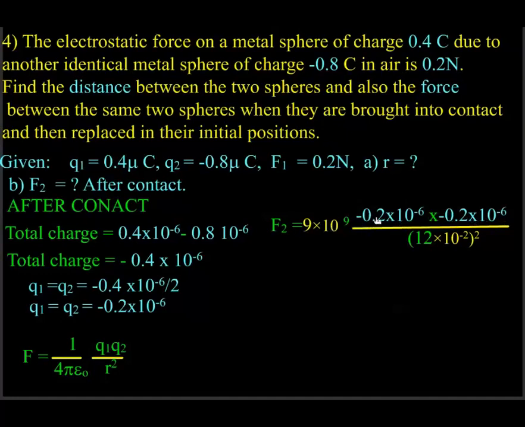And 9 into 0.2 into 0.2 we have to calculate. So F2 is equal to 0.36 into 10 to the power of minus 3 divided by square root of this. 12 is 144. 10 to the power of minus 2 square is 10 to the power of minus 4. So now by calculating this one, we get F2 is equal to 0.025 Newton. This is the force between two charges after connecting them and replacing them into their initial positions. So this is problem number 4.